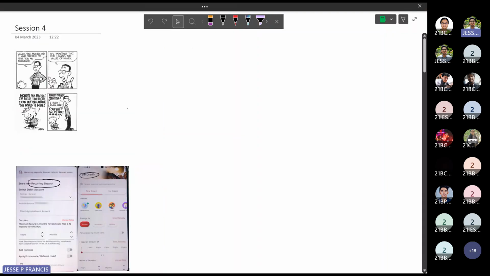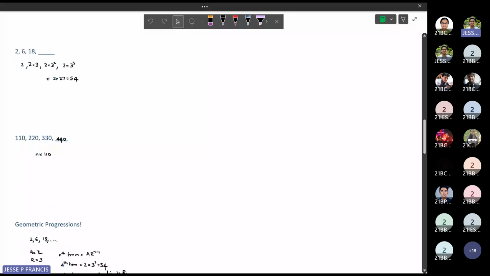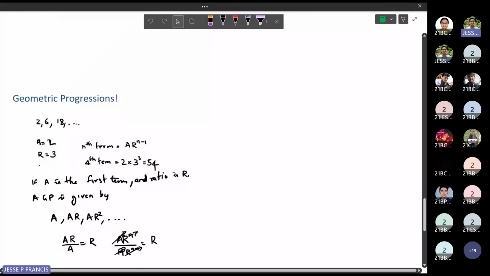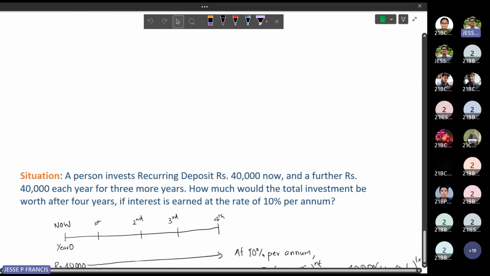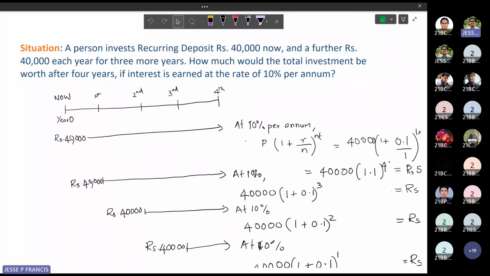Then we looked at some wonderful sequence puzzles, and it turns out we found that the idea of geometric progression can be applied in compound interest. Suppose you are going to periodically invest a certain amount. The idea of compound interest helps us find the maturity amount. The idea of compound interest and geometric progression together helps us find the maturity amount at the end of these many years.